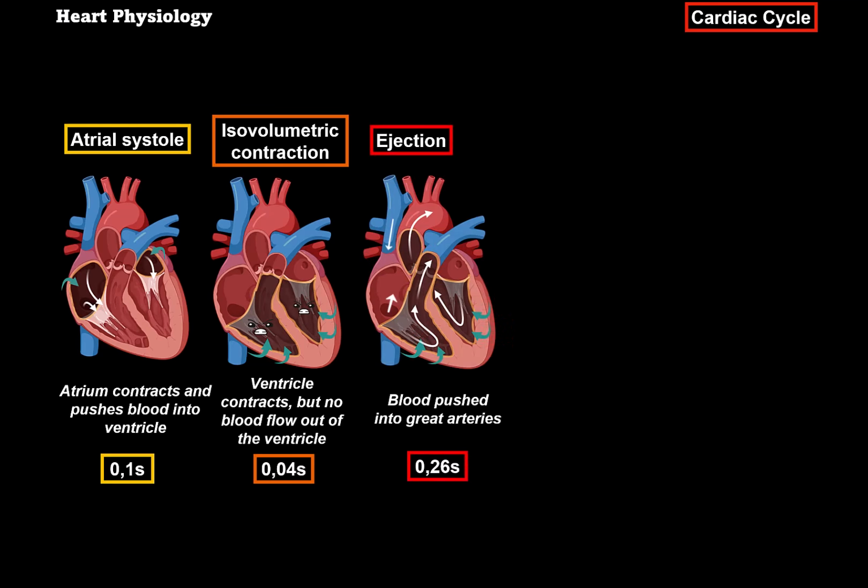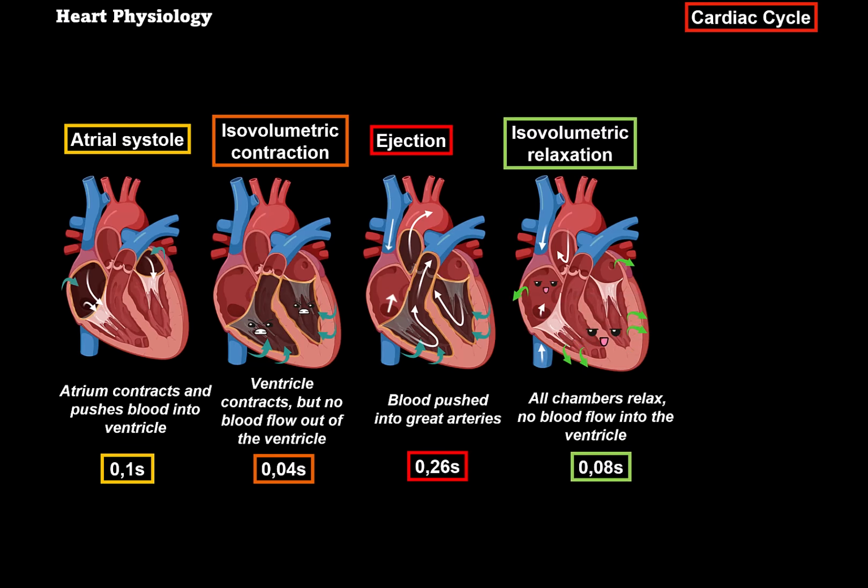Then after that, the ventricles are going to push the blood into the great arteries, into the pulmonary trunk and the aorta, lasting for about 0.26 seconds. So the ventricles contract for about 0.3 seconds if you add up the isovolumetric contraction and the ejection phase. After that, we have isovolumetric relaxation, where all the chambers relax. There's no blood flow into the ventricles, but there's blood passively coming into the atria, lasting about 0.08 seconds.